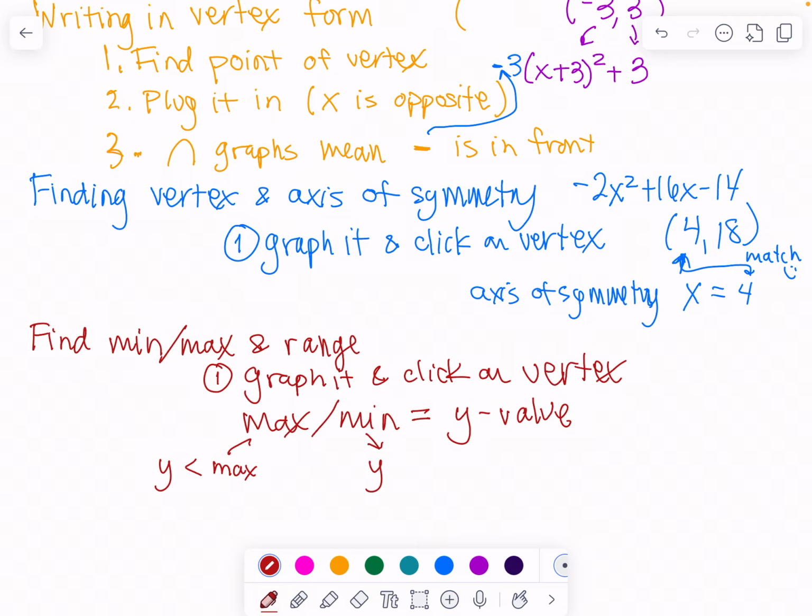And it just depends. This would be a max, like a frowny face graph, the y value, right? And then this would be right there. But these have to match.